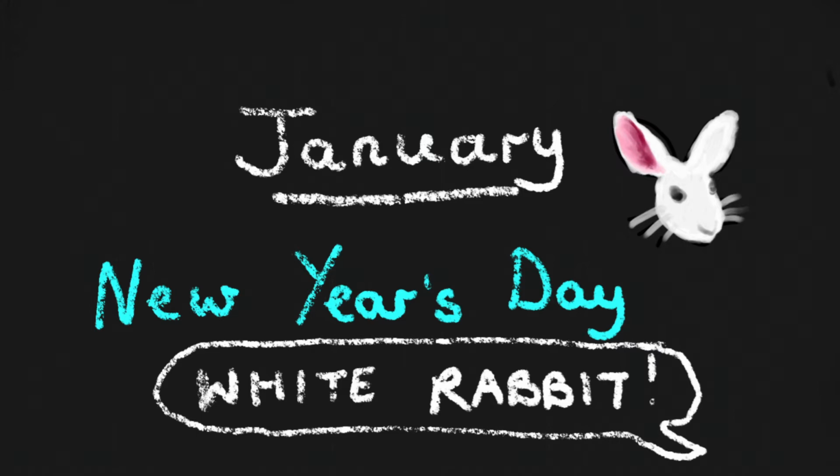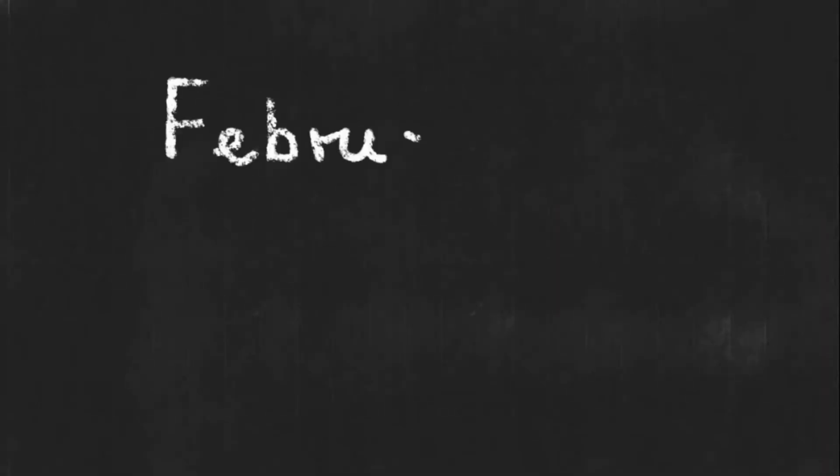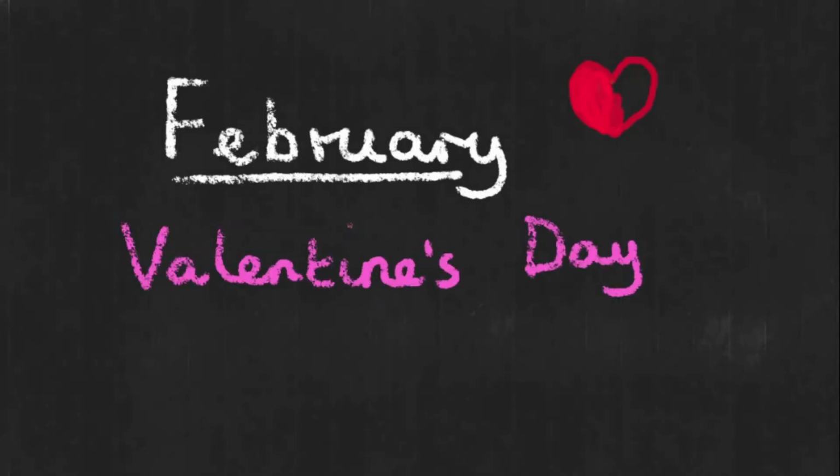Right then, the second month is February. It looks a bit like February, but we say February. And February is a bit strange because it only has 28 days. Sometimes, once every 4 years, it's what we call a leap year, and then it has 29 days.